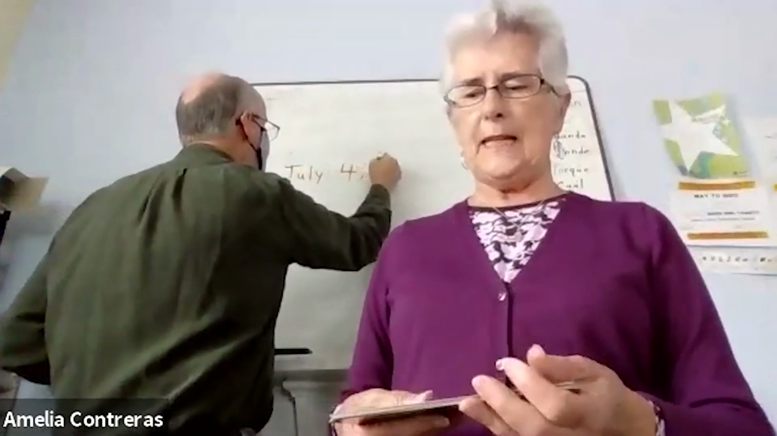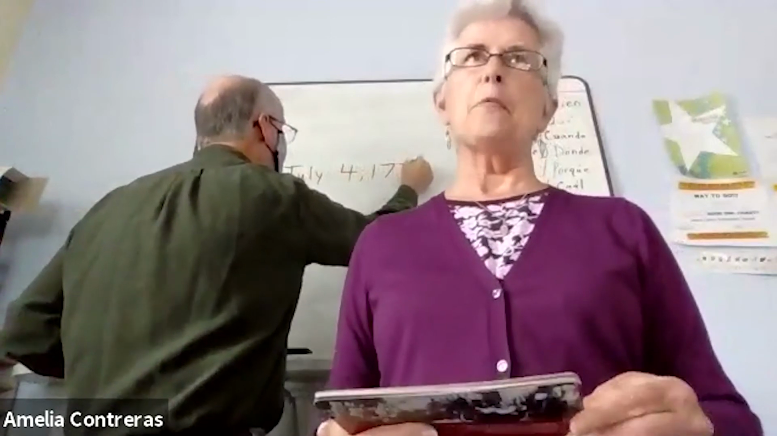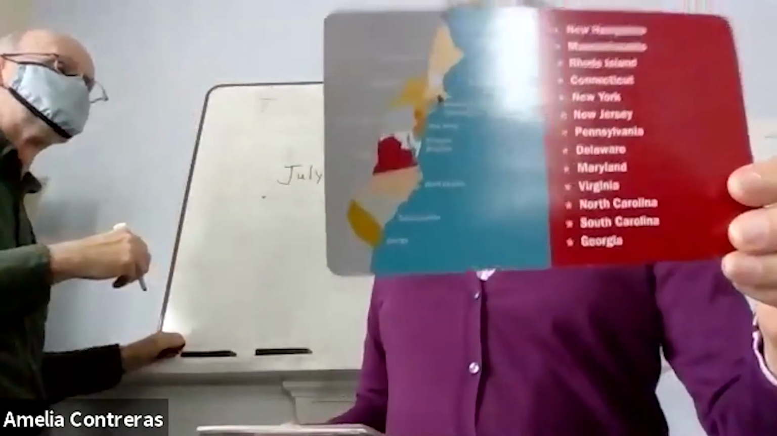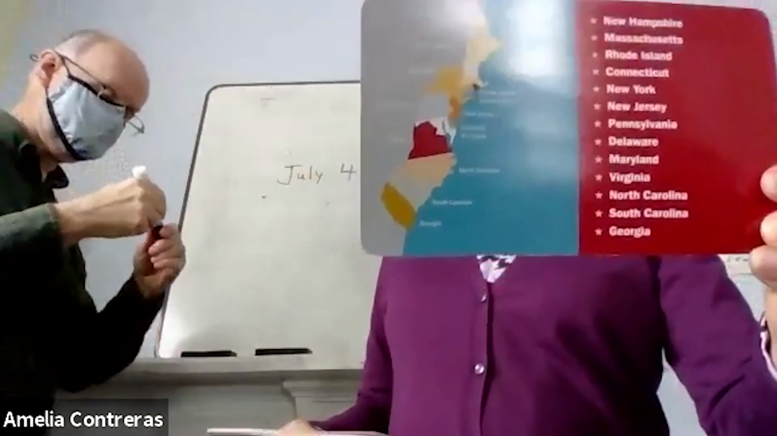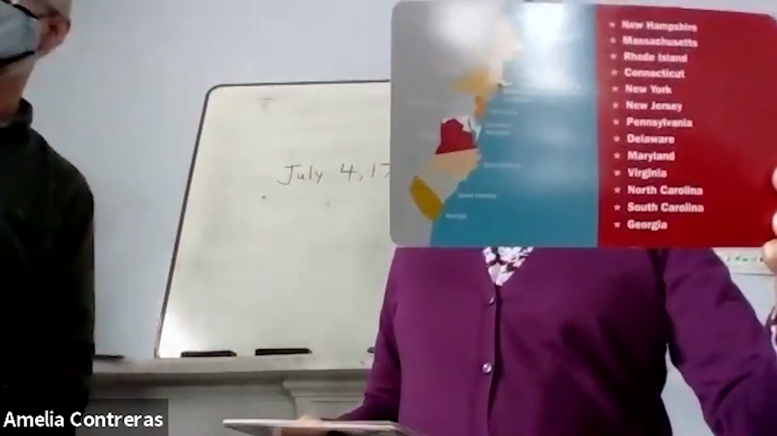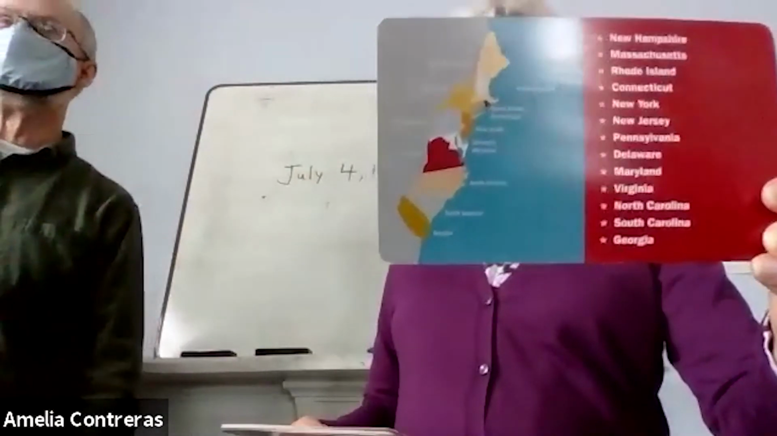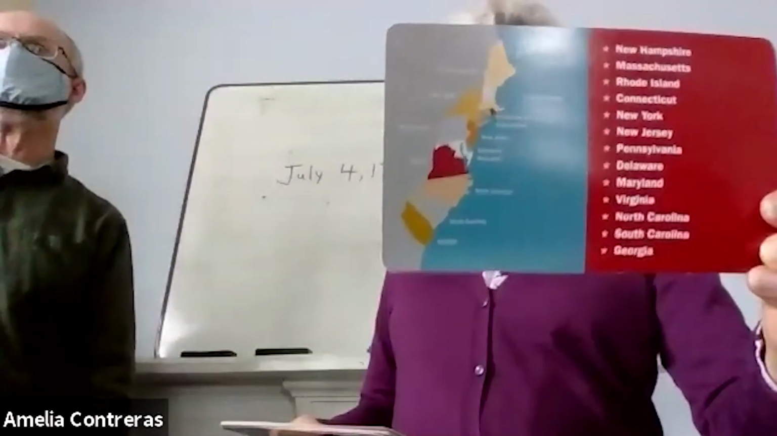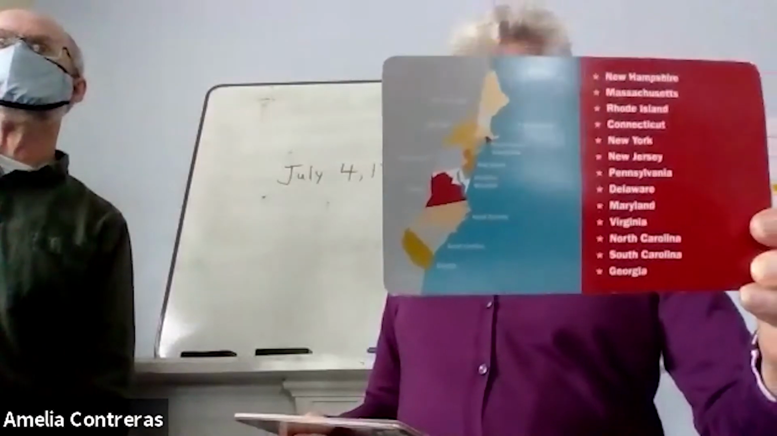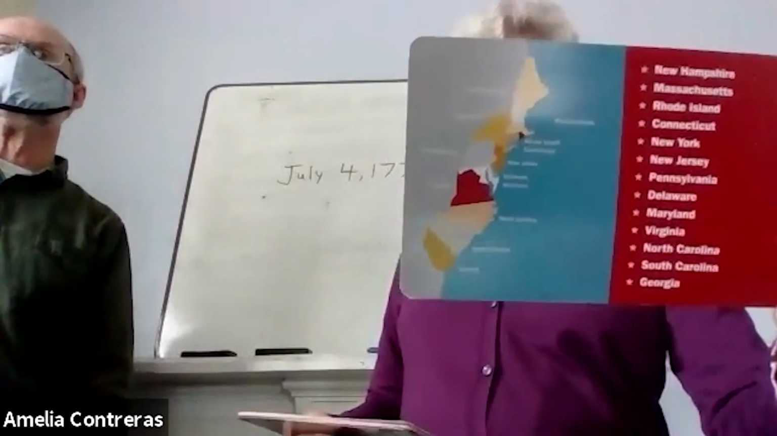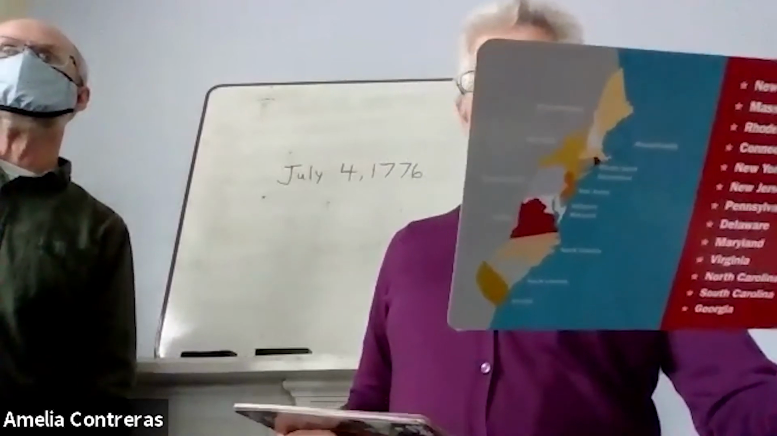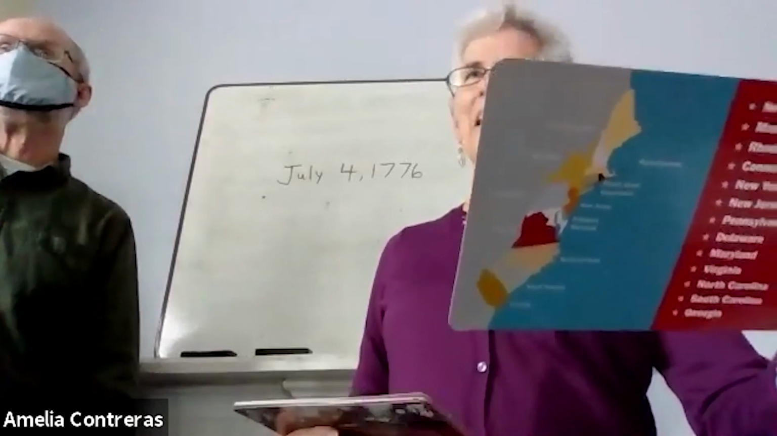There were 13 original states. Name three. Juliana's going to read all of them. New Hampshire, Massachusetts, Rhode Island, Connecticut, New York, New Jersey, Pennsylvania, Delaware, Maryland, Virginia, North Carolina, South Carolina, Georgia. So remember, you only need to name three. And remember, you live in Pennsylvania, and that's one of them.